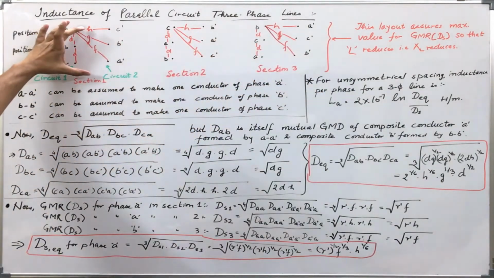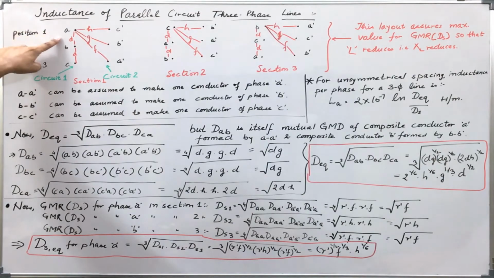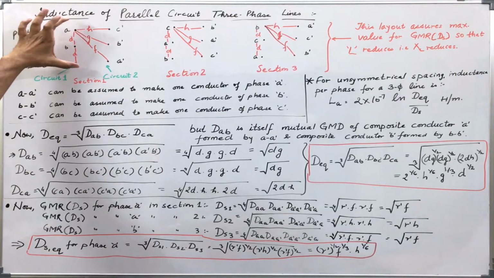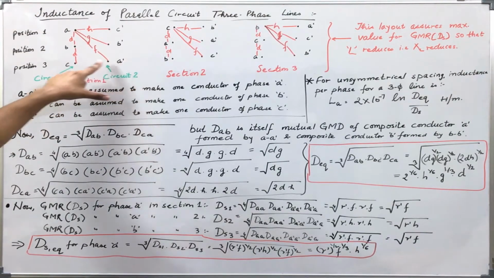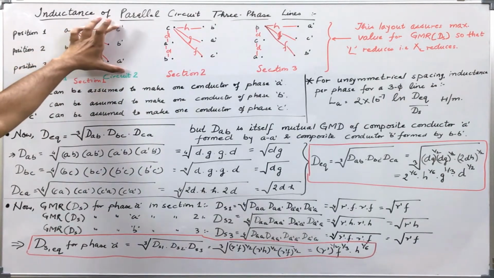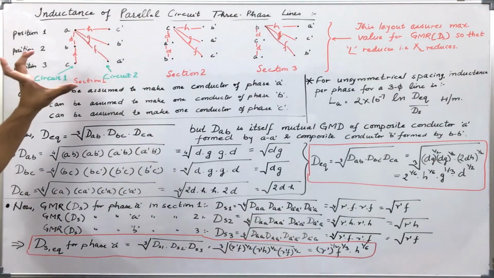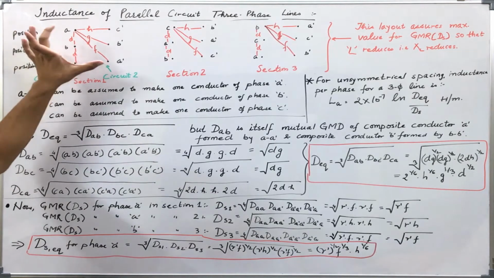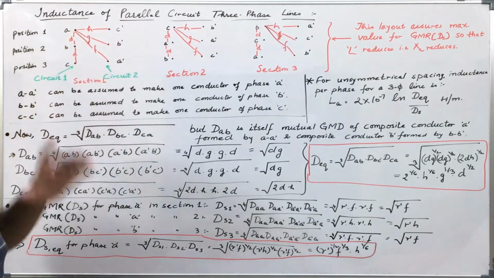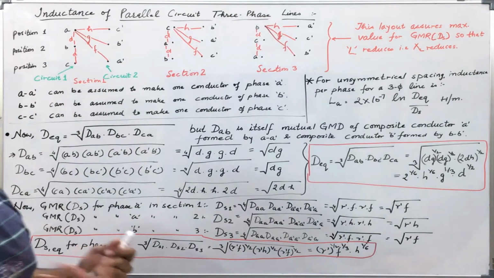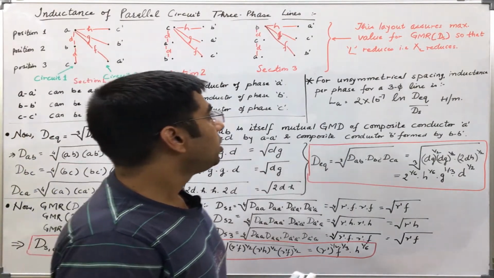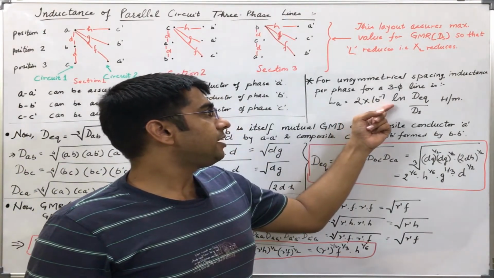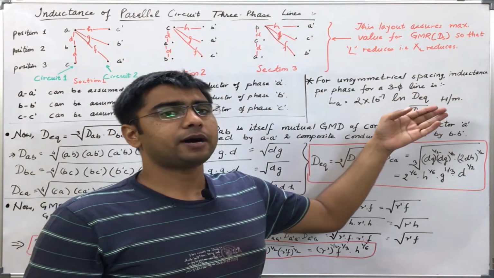This is section 1 of the transposition cycle, where phase A is occupying position 1 in the first line or the first circuit, and phase A dash is occupying the third position of the second circuit. You see, why did I choose this combination, this orientation? As we already know, the inductance of a transmission line is calculated using the formula 2 into 10 to the power minus 7 natural log GMD upon GMR.